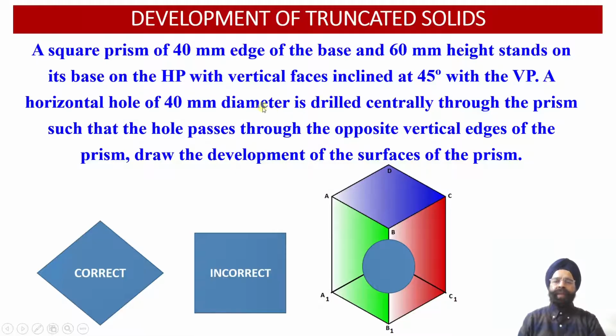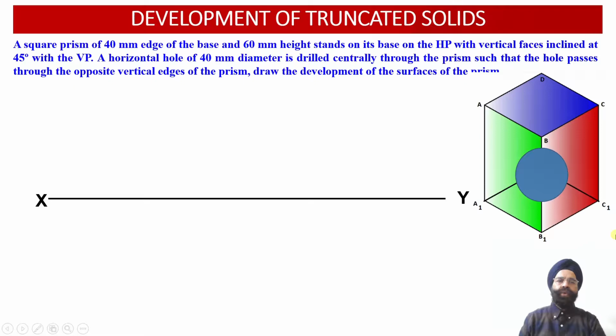Now this hole will be drilled such that the axis of this hole will be perpendicular to the vertical plane. With this information, we are required to obtain the development of the lateral surfaces of the square prism. Let us first evaluate the orthographic construction of the front view and the top view projections of the square prism.